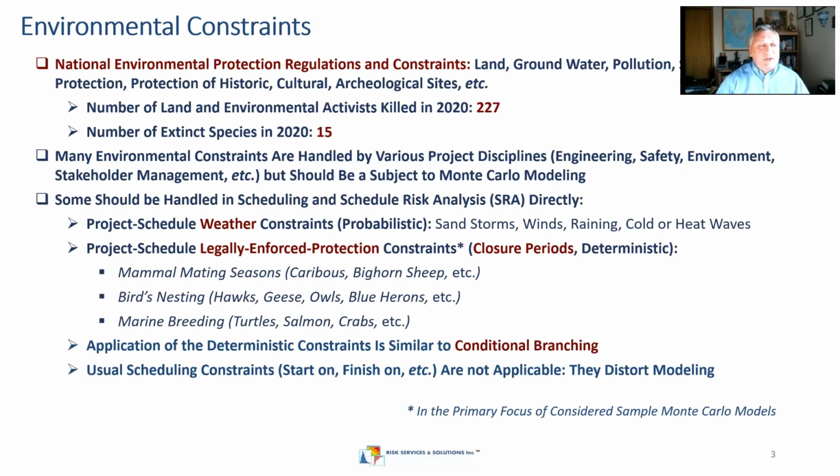So, environmental constraints. Every country has national environmental protection regulations, and they result in many constraints related to land use, groundwater pollution, species protection, protection of historic, cultural, archaeological sites, and so on. Moreover, it's quite serious business, because in 2020, about 227 people were killed who protected land and environment. Most of them in South America, some in Africa and Philippines, and even in Canada, 1 person was killed.